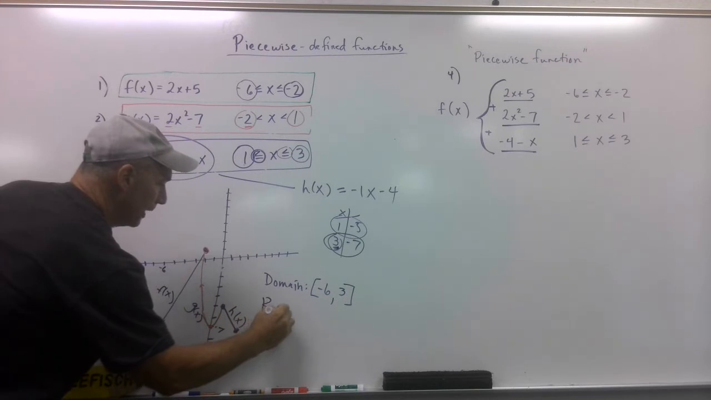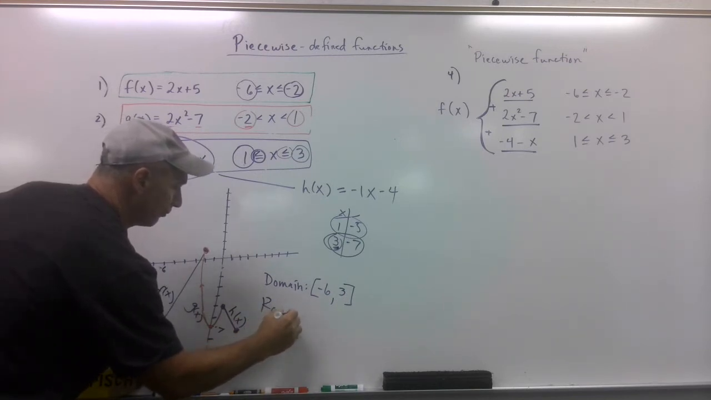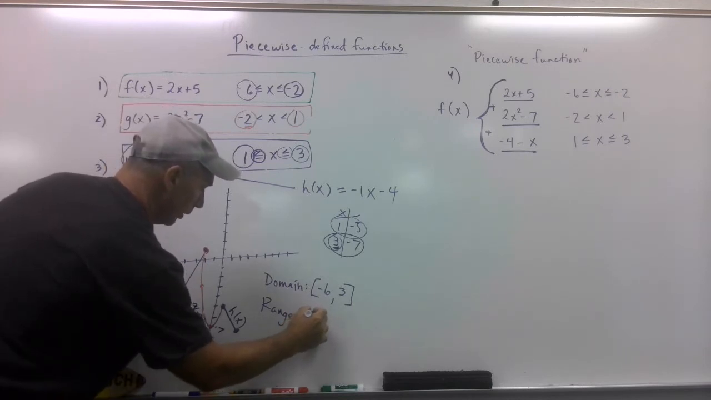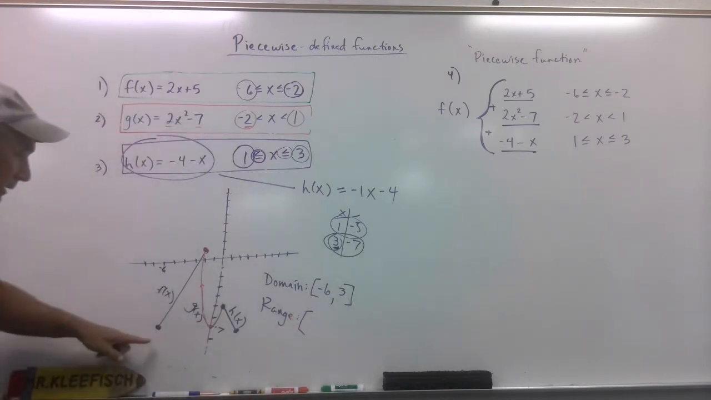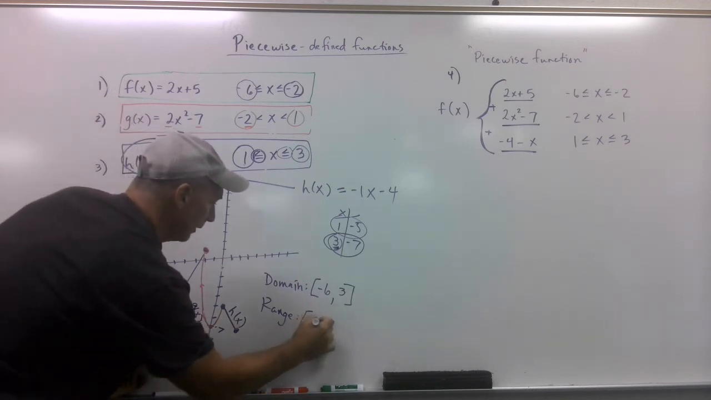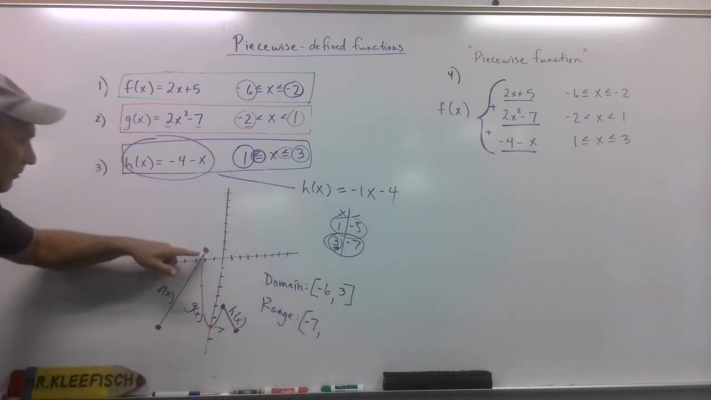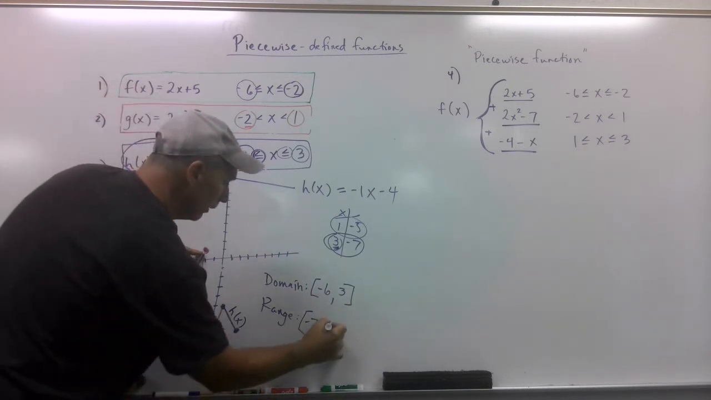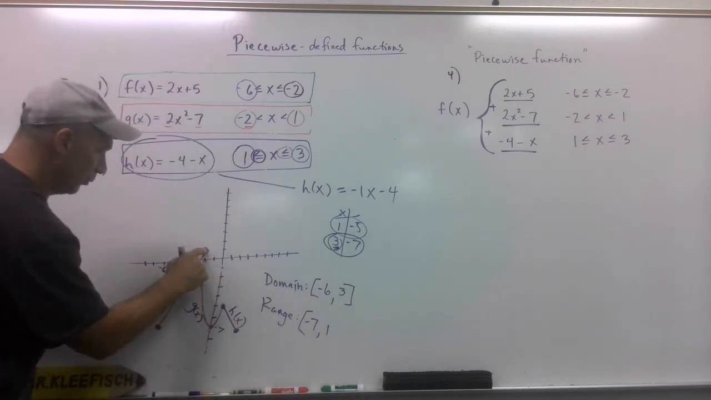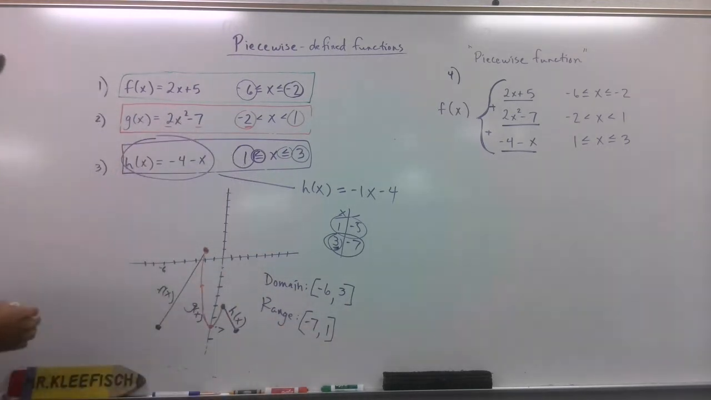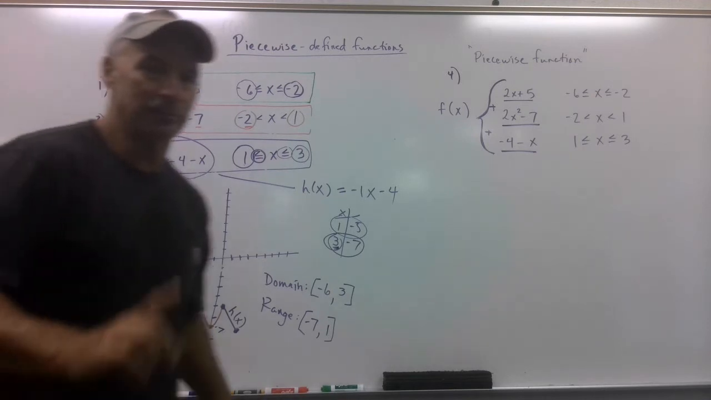Now, what about the range of this function? Well, what's the lowest point? The lowest point is right here, -7. It happens twice, but we only have to list it once. What's the highest point? It's right there, 1. And it was filled in for 1, and it wasn't for the other, but because it's filled in once, we're going to put a bracket on that. And there's the range.